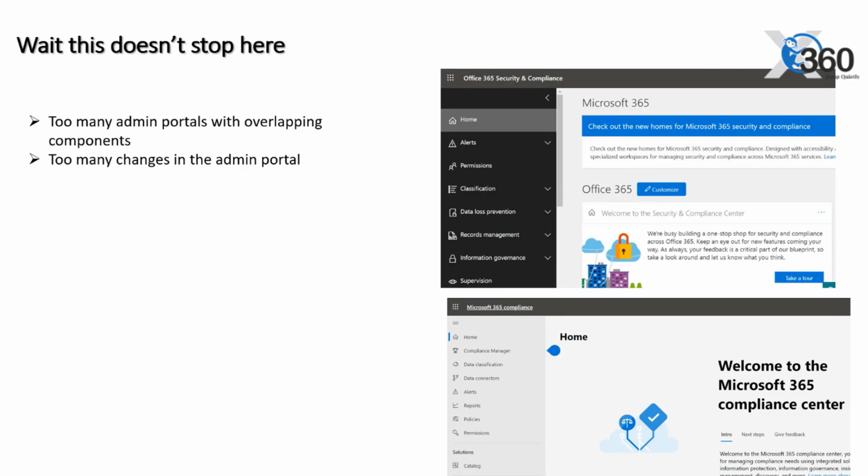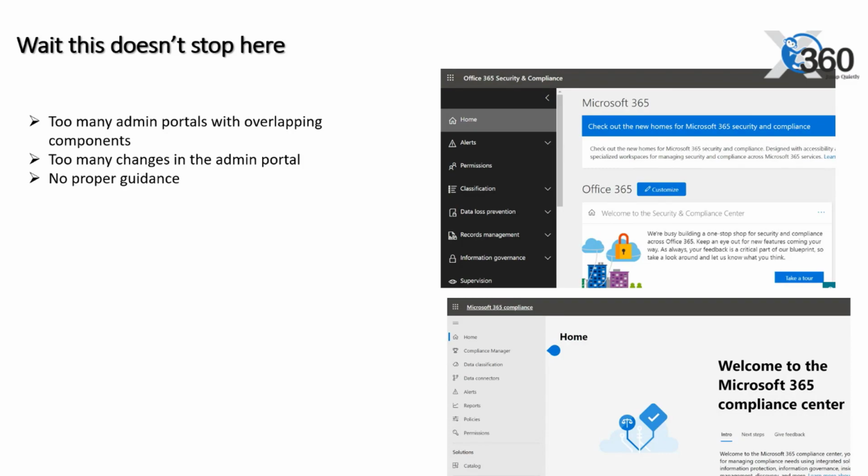Too many changes in the admin portal. Specifically, if you have been working with the Microsoft 365 Security and Compliance Center for quite some time, you know how many changes Microsoft has made to this admin center of late. At least for the past 2-3 years, there have been so many such changes, and it is quite hard for any person to stay on top of it.